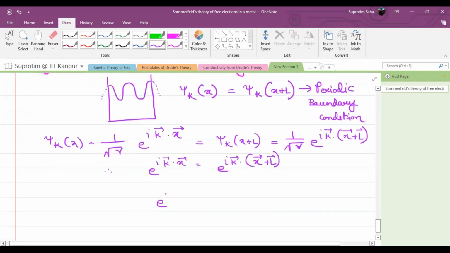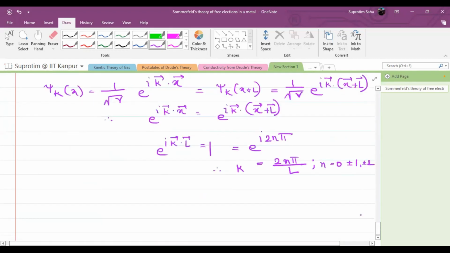So now e raised to i k L is 1, which is equal to e raised to i 2 n pi. Therefore, the k vector, or k, is equal to 2 n pi over L, where n equals 0, plus or minus 1, and so on. So once you impose the periodic boundary condition, the wave vector will have to be quantized. All right, so this is your k x.